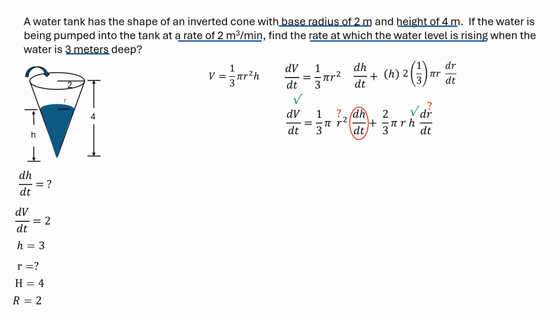So we will not be able to continue in finding dh/dt because we now have two missing values, r and dr/dt. So let's take a pause. We will come back to this. We will find r and dr/dt first.